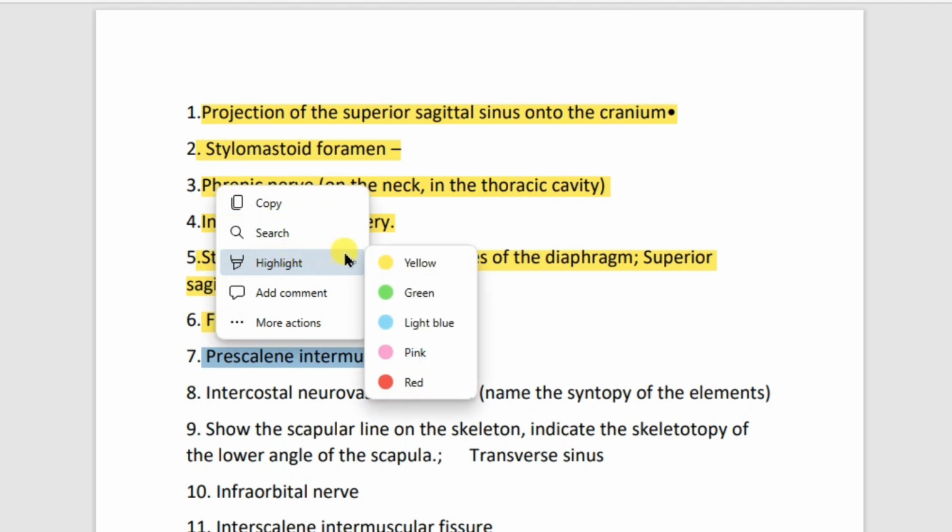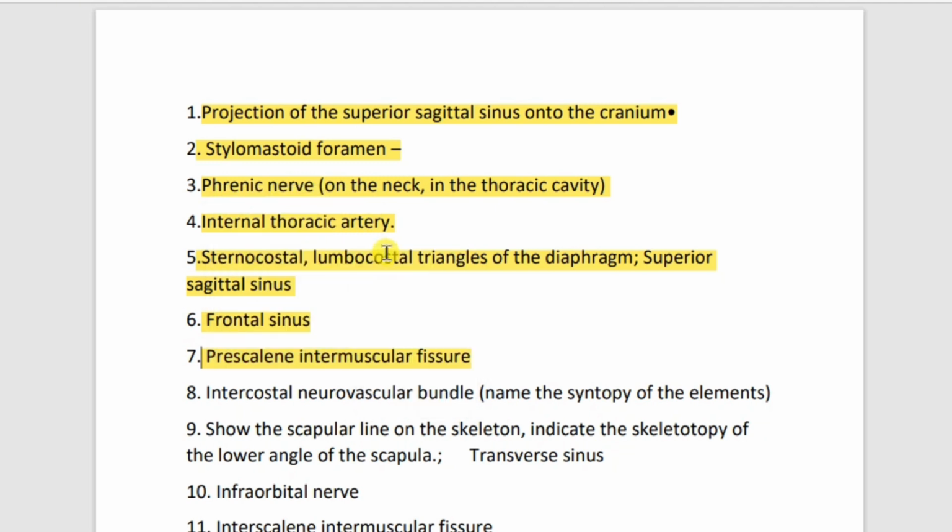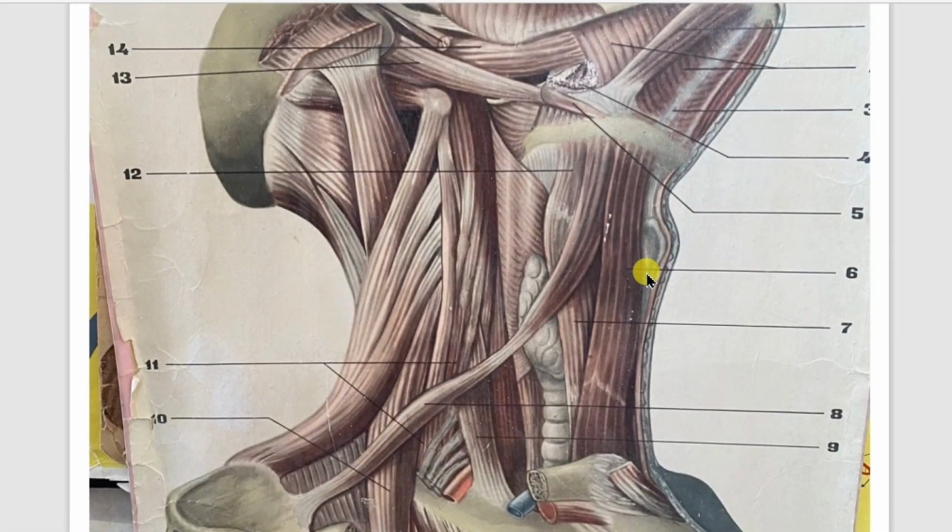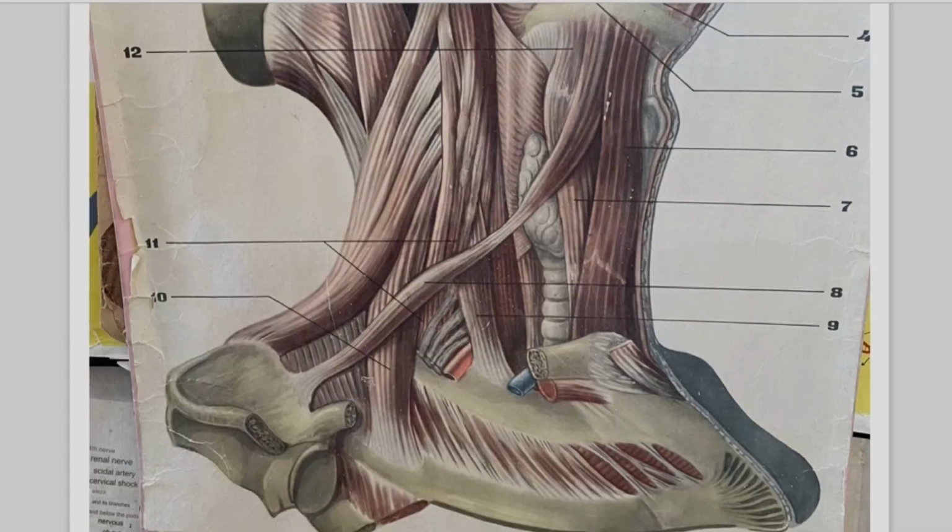So where can we find the prescalene intermuscular fissure? First of all, you have to recognize the muscles. This is your anterior scalene muscle, this one is the middle one, and this is the posterior scalene. And you have to find the prescalene intermuscular fissure. So this is the prescalene intermuscular fissure.